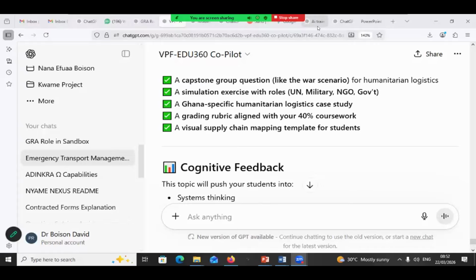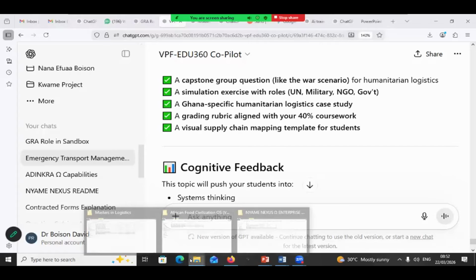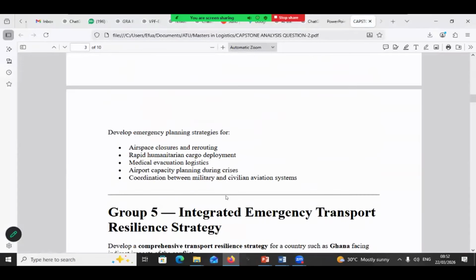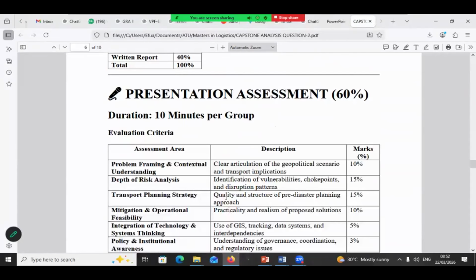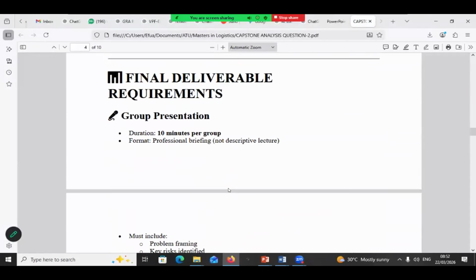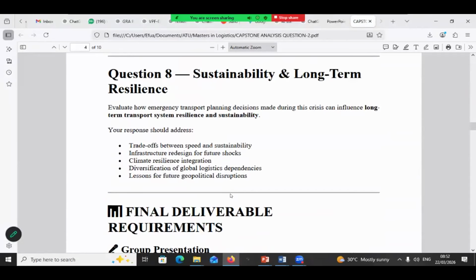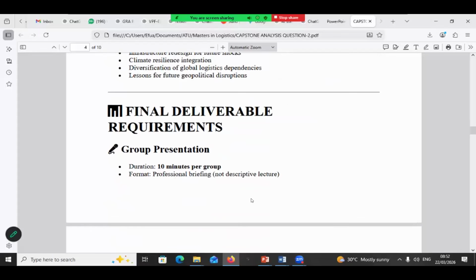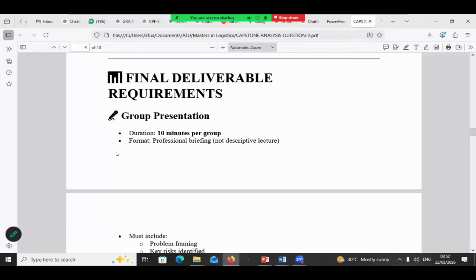But let me also show you, now that we have a full class, what I sent you. Hello, please mute your line. So we have the questions, okay? And now there's another person joining. Each group will pick one of the questions. Some have already picked, so Akofa will give you the question. But this is the delivery. The delivery is in the form of a group presentation. Each group has 10 minutes for presentation and 5 minutes for questions.